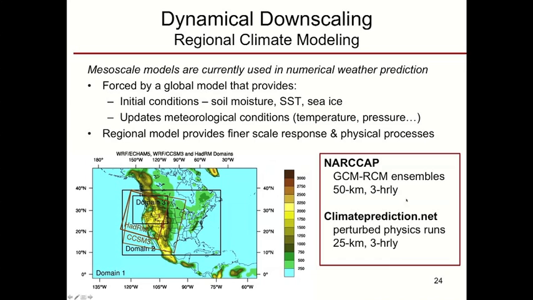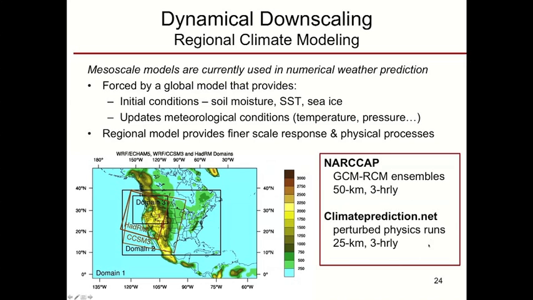There are a couple experiments that are actually going on now that I'd like to mention. One is the NARCAP experiment. It's a multi-model, multi-regional, multi-global model and multi-regional model ensemble where they're basically pairing global models with regional models. The output is at 50 kilometers and 3 hourly, and so that's a database that is being populated currently.